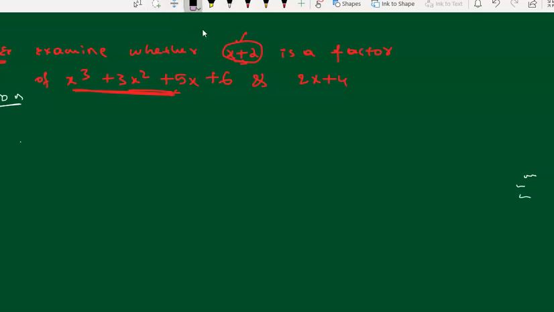So whole area is covering. I just wanted to check whether it is covering or not.